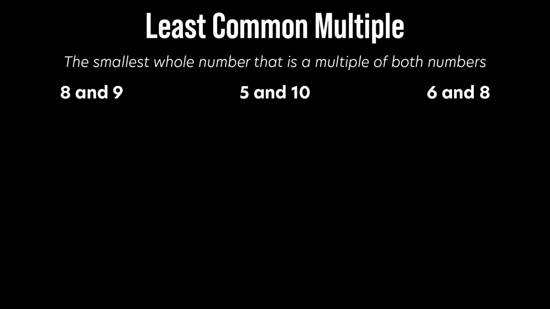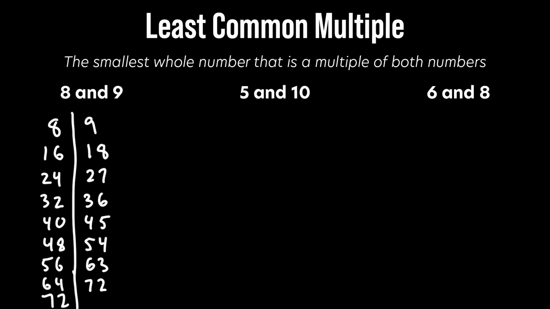Now, here are some practice problems. I'm going to walk you through them and show you how you can find the least common multiple. For our first question, we need to find the least common multiple of 8 and 9. An easy way to do this is by listing the multiples for each number. So I'll show you how this works. So I'm going to put 8 and 9 right next to each other. And let's list the multiples now.